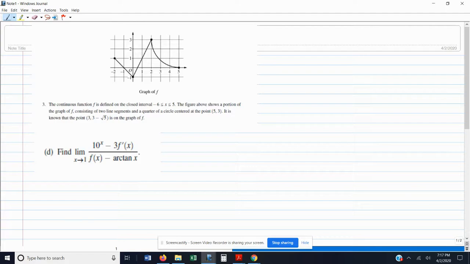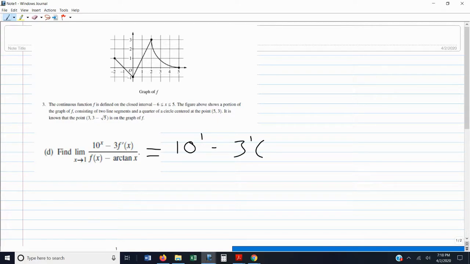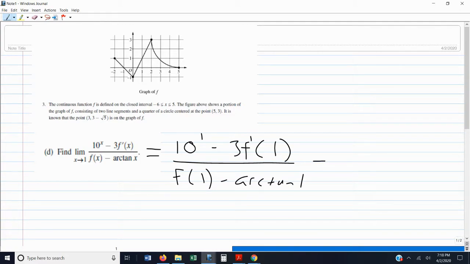So part D is a 1-point question, and it is a limit question. And the first thing that we always would try first is if plugging in the x value gives you the answer. So that's the first thing I'm going to try. I have 10 to the first minus 3 f prime of 1 over f of 1 minus arctan of 1. And remember that the limit notation goes away as soon as you plug in your 1. So everywhere that we had an x, we plugged in a 1 to get what I wrote.